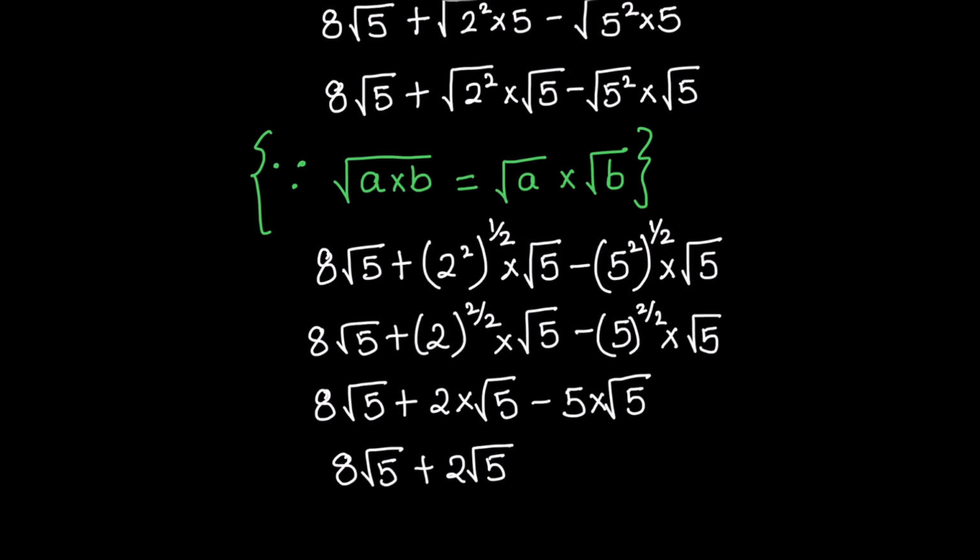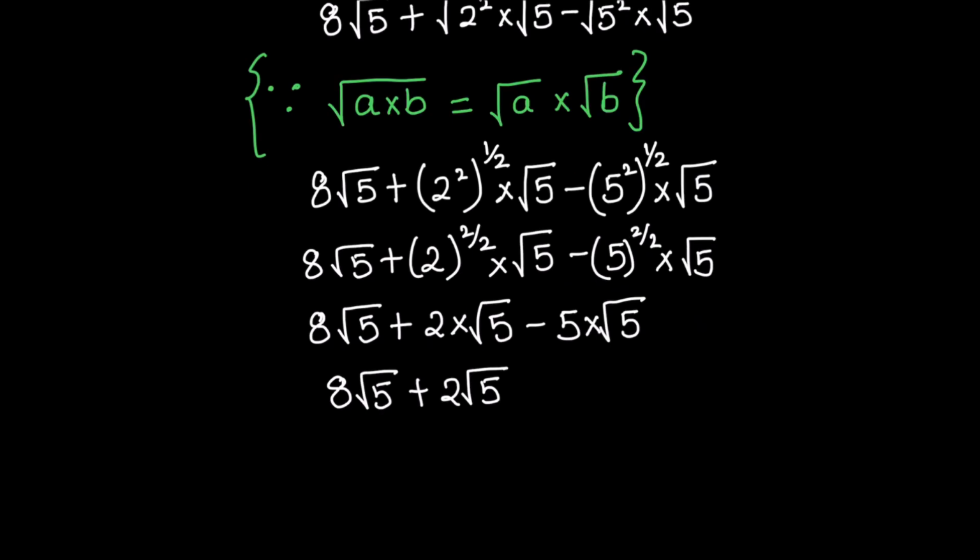So this is 8 square root of 5 plus 2 square root of 5 minus 5 square root of 5. The same rule we have used here in the reverse direction: square root of a times square root of b is equal to square root of a times b. The two numbers will come in the single square root or radical sign. Here too we have 5 square root of 5.